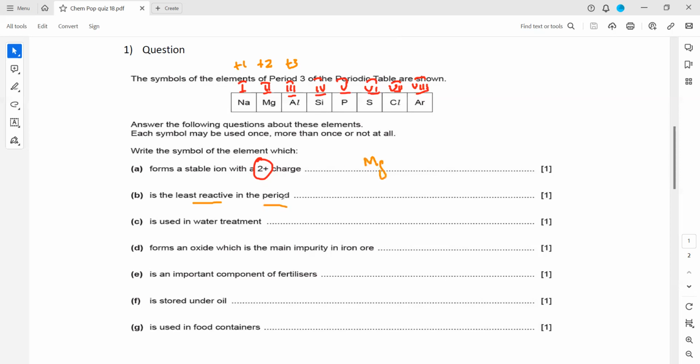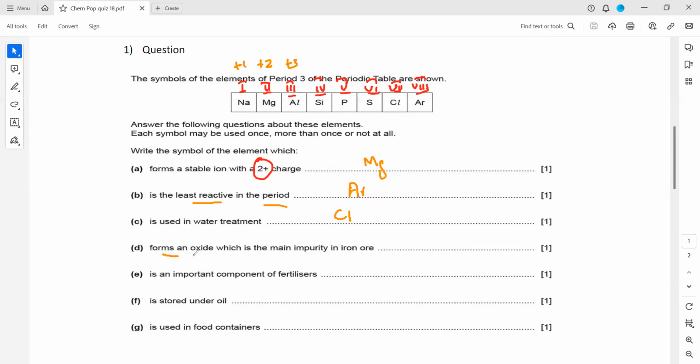Which is the least reactive in the period? For group 8 elements, because they have a complete outer shell, they are unreactive. So this will be argon. Next, which element is used in the treatment of water to kill bacteria? We use chlorine.